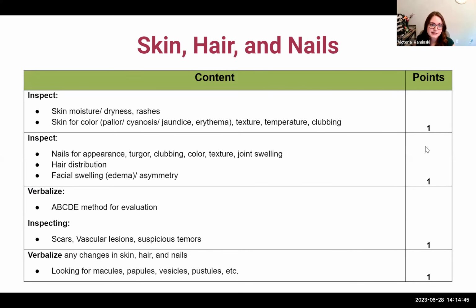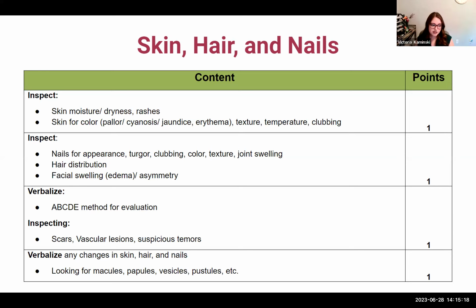Now we're on to assessing skin, hair, and nails. So inspecting the skin for moisture and dryness, for rashes. We're looking at the skin color, and we're verbalizing that there is no pallor, cyanosis, jaundice, erythema, and the texture of the skin. We're verbalizing those findings, as well as the temperature, and if we're visualizing any clubbing. For inspection, we're also looking at the nails for appearance, turgor, clubbing, color, texture, and joint swelling, hair distribution, and then facial swelling, edema, or asymmetry.